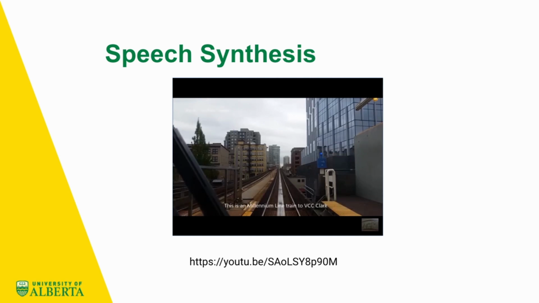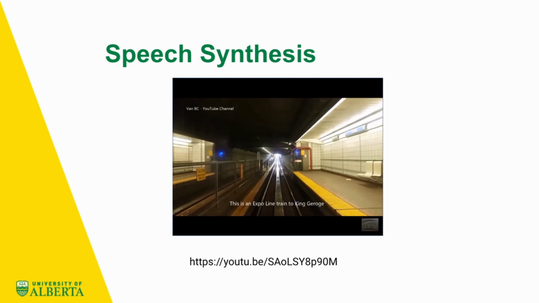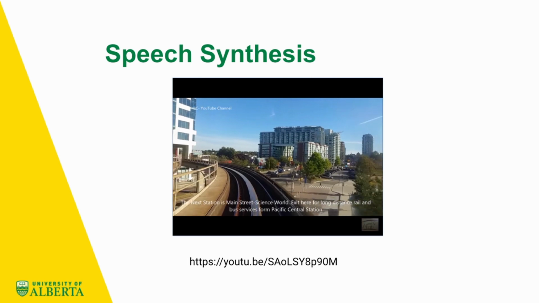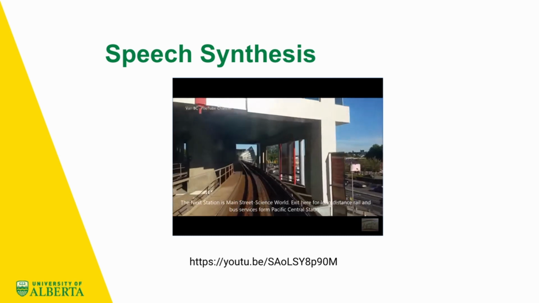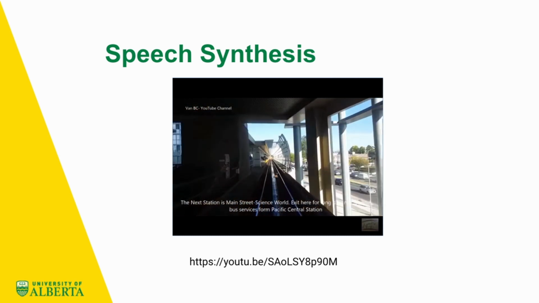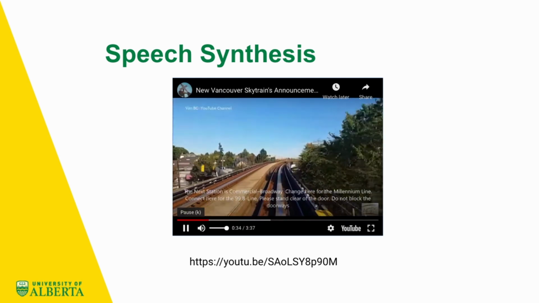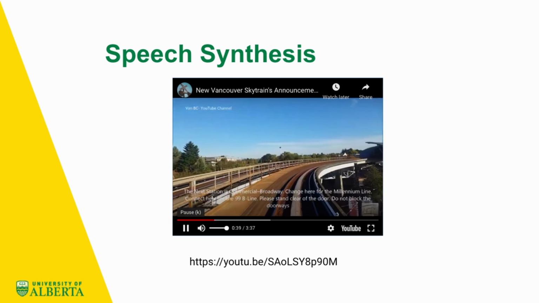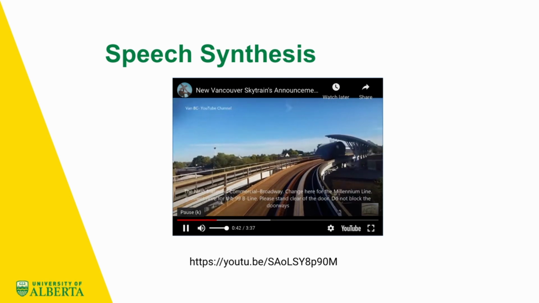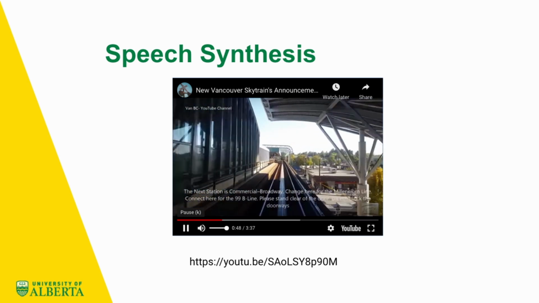This is a Millennium Line train to VCC Clark. This is an Expo Line train to King George. The next station is Main Street, Science World. Exit here for long-distance rail and bus services from Pacific Central Station. The next station is Commercial Broadway. Change here for the Millennium Line. Connect here for the 99B line. Please stand clear of the doors and do not block the doorways.